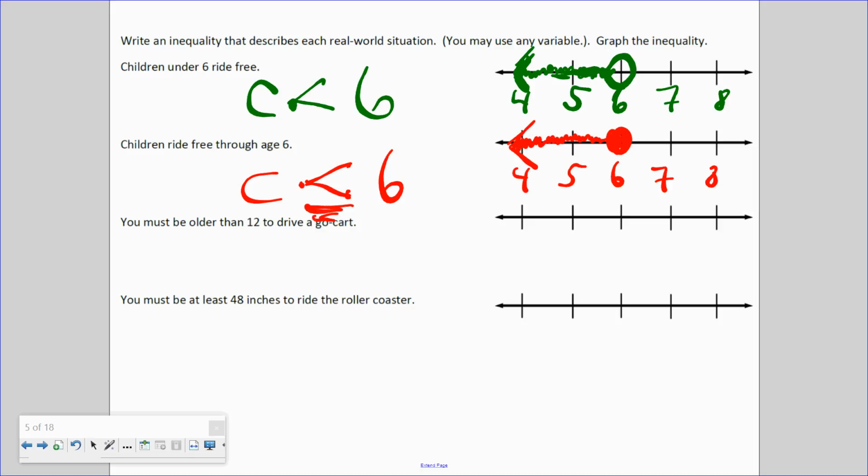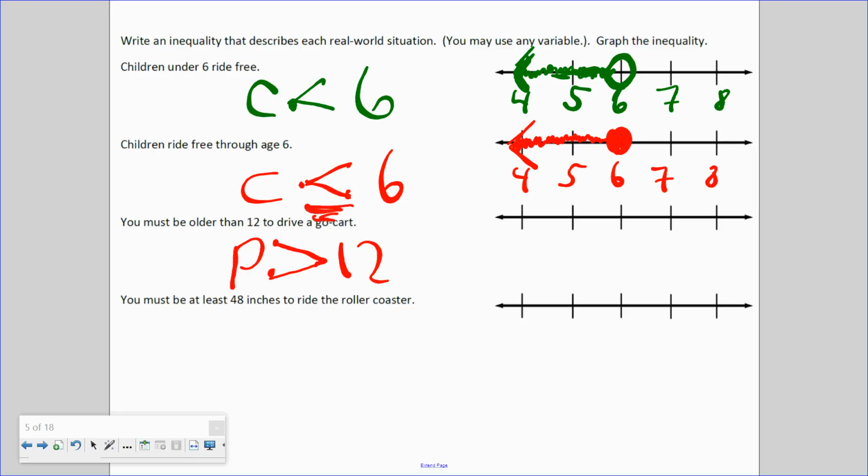Next one. You must be older than 12 to ride a go-kart. You have to be older than 12. So I'm going to use a different variable like P for a person. This person has to be older than 12. Does that mean less than or more than 12? It means more than. So this side is more than 12.